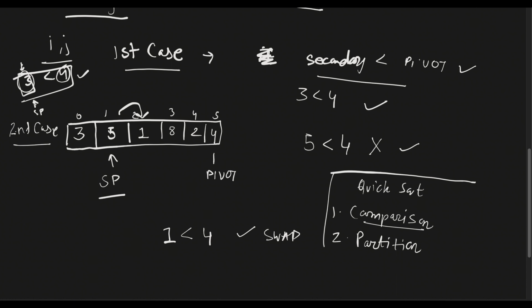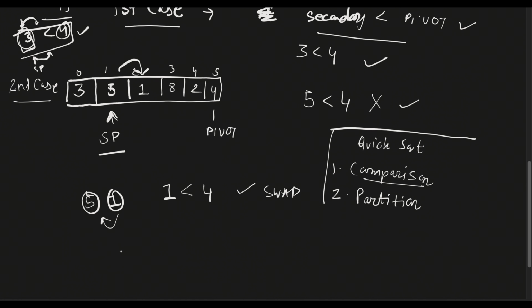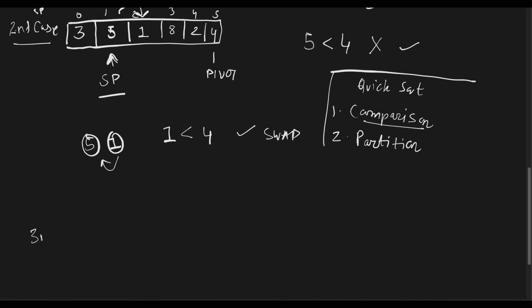But now my secondary pointer moves forward and my loop also moves forward, and then I see my secondary pointer is still at the first index. So now I can do the swapping. I have to swap 5 and 1, so my 1 goes to the first index. After the third case, my array looks like 3 1 5 8 2 and 4.